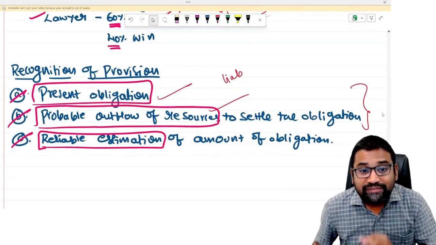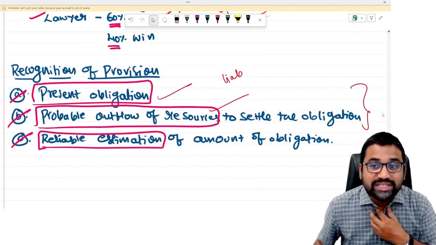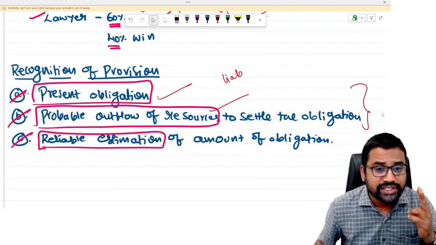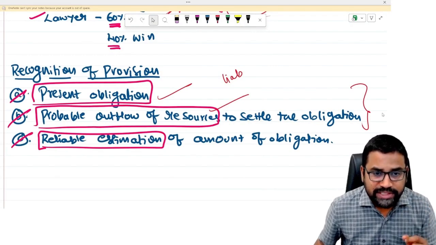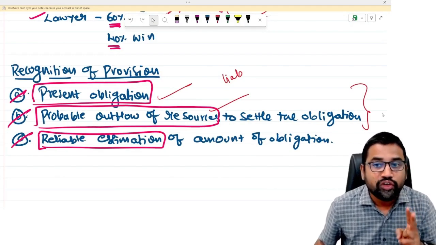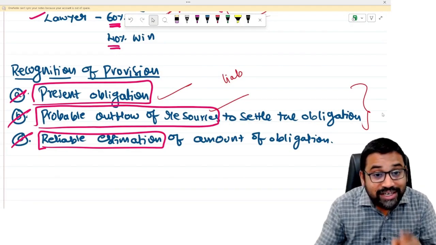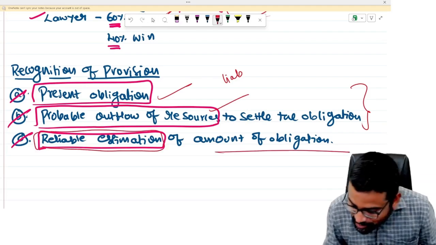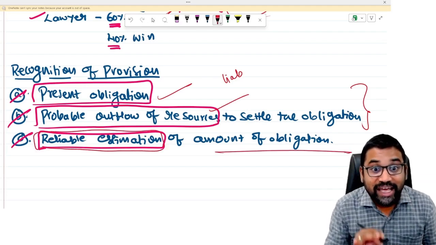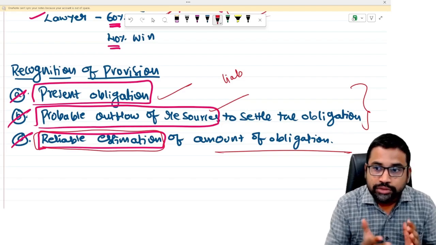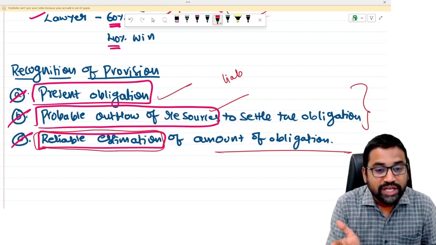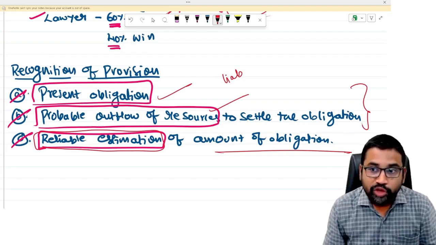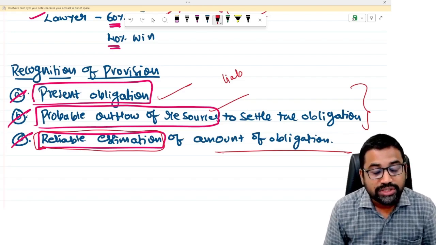Now finally, when I need to recognize the provision, first of all, it should be a liability. So satisfy two conditions. First, there should be a present obligation. Second, there should be outflow of resources to settle the obligation. Third and most important thing is reliable estimation of the amount of obligation. Reliable estimation. Sir, you said just now provision is a liability with uncertain timing and amount. Now you are saying reliable estimation. How is reliable estimation possible?